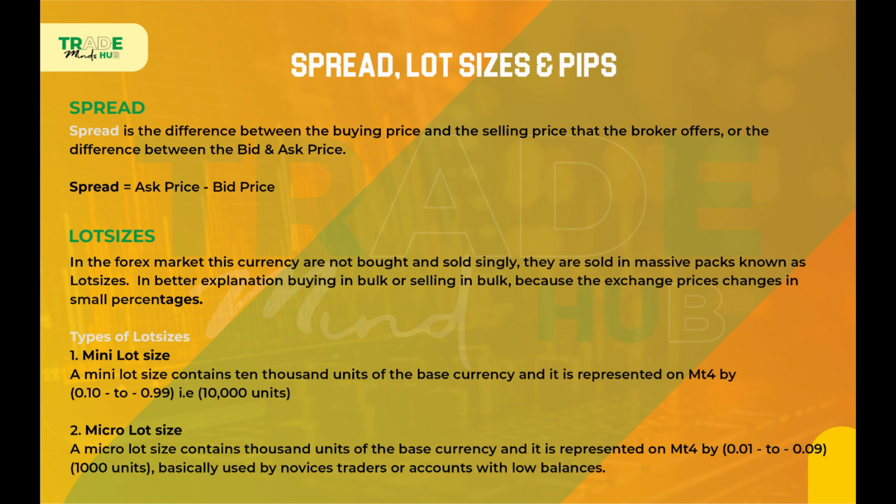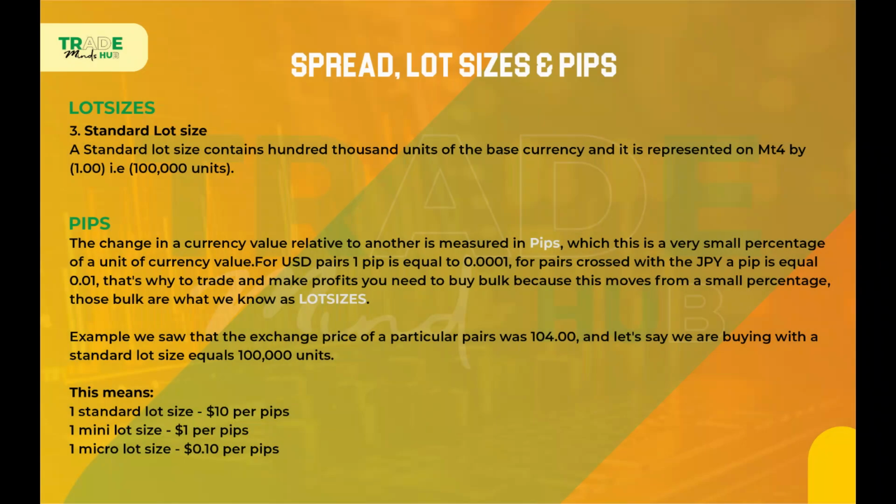Now, the standard lot size is the highest of them all. One standard lot size represents 100,000 units, and standard lot sizes run from 1.00 upward. So 1.00 represents 100,000 units of the base currency, and 2.00 represents 200,000 units of the base currency. So if you use a 2.00 lot size in the MT4, you're buying a bulk of 200,000.